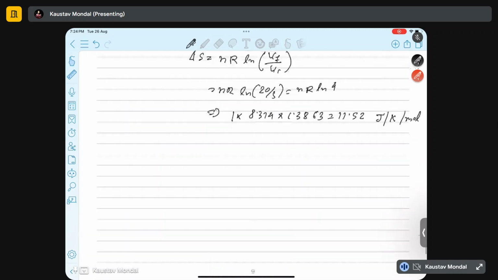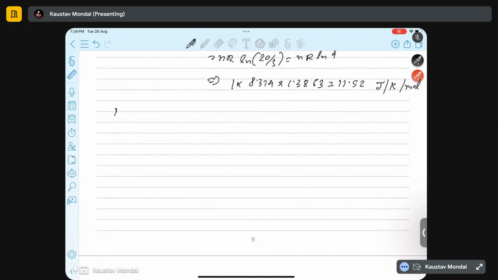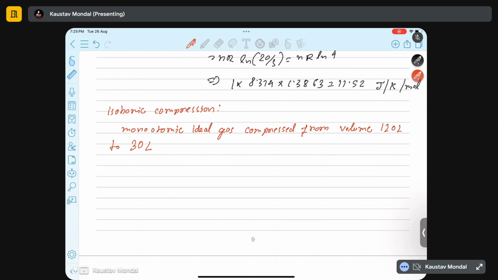Similarly, for compression, let's suppose for isobaric compression, here similar monoatomic ideal gas compressed from volume 120 liters to 30 liter, and N is 1 mole at constant pressure.